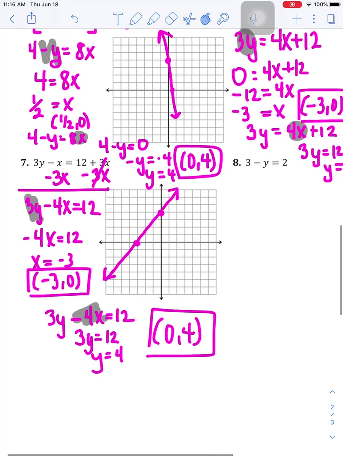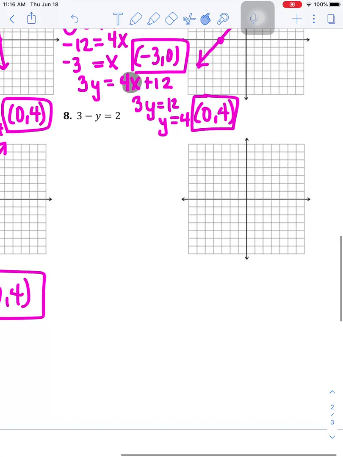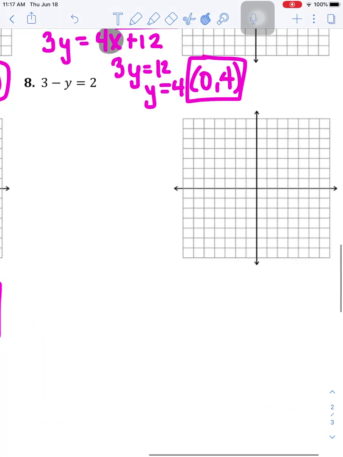All right, if we move to example 8, let's copy it down. You have 3 minus y equals 2. Now, very often students will say, wait a second, you're missing something. You're missing the x. I'm actually not missing the x. So this is one of our special cases when we only have one variable, and that will tell us that we will either have a horizontal or a vertical line.